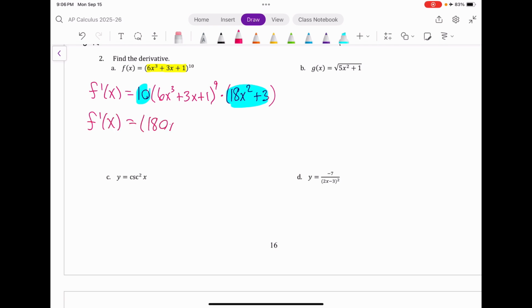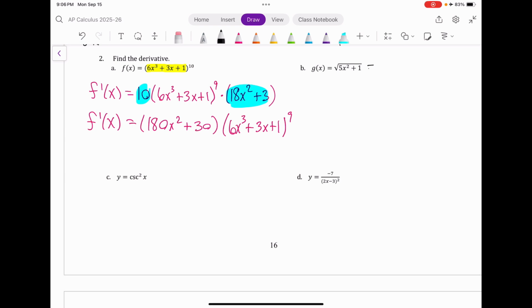So what is that? 180x squared plus 30? And then times what was left? Okay, let's look at B.